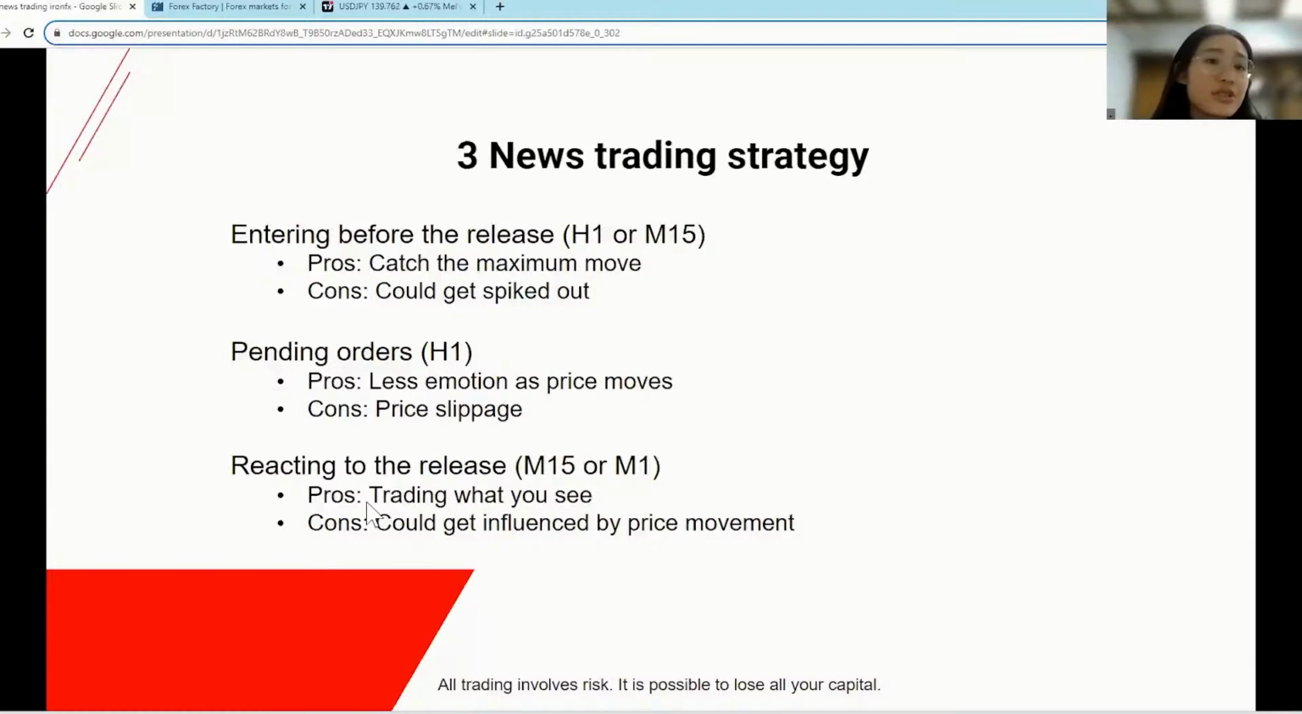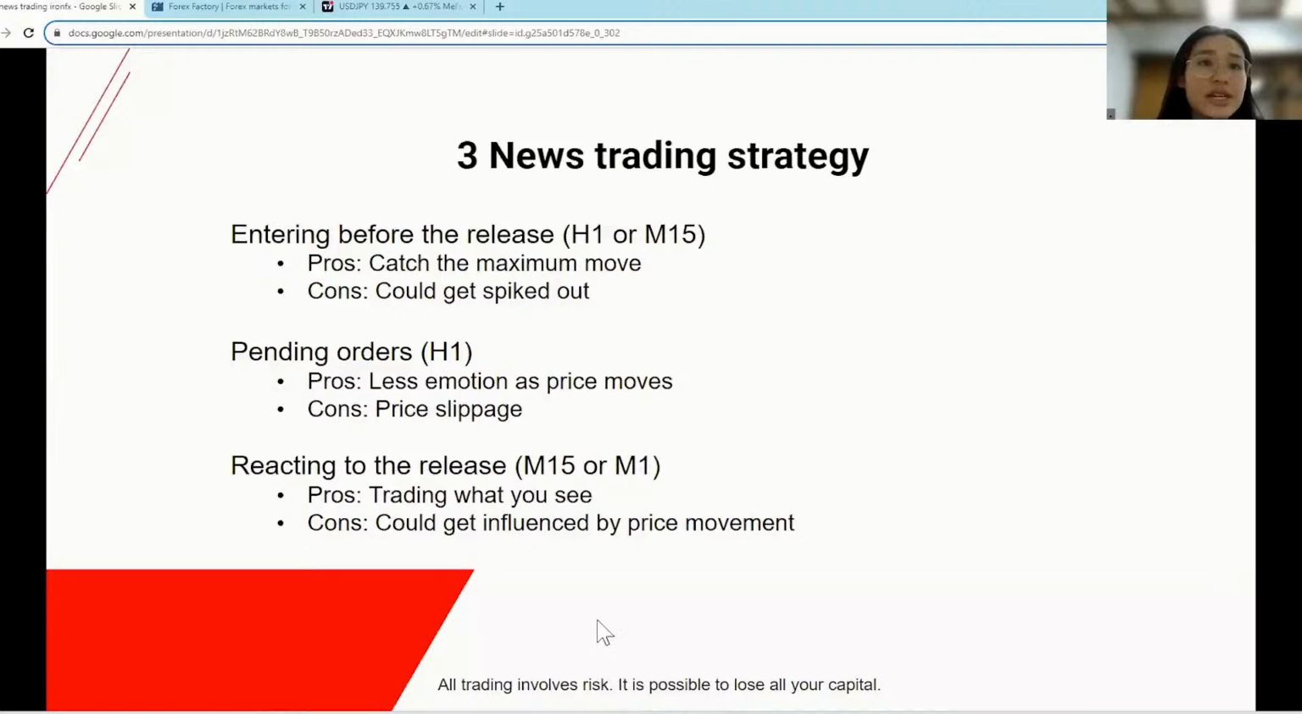Next is reacting to the release. This once again is a short-term trading strategy on the M15 or even M1, so either the 15-minute or 1-minute time frames. The pro is that you are trading exactly what you can see, but the con is that it could get influenced by price movement and your charts can be pretty noisy since you are trading on such small time frames.